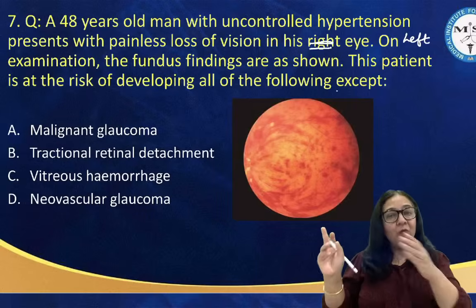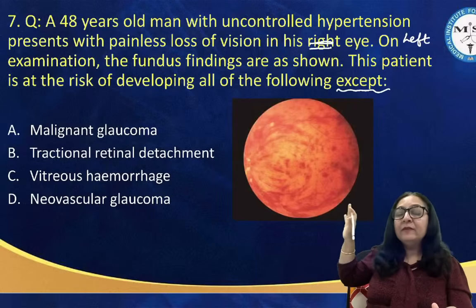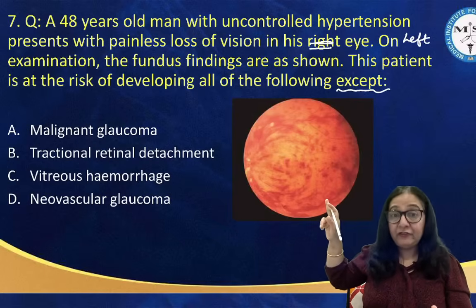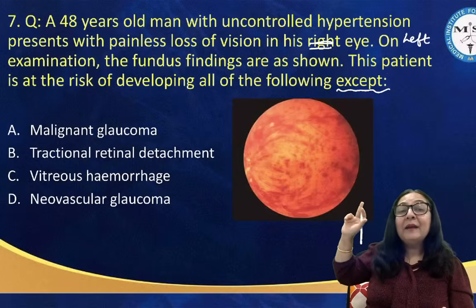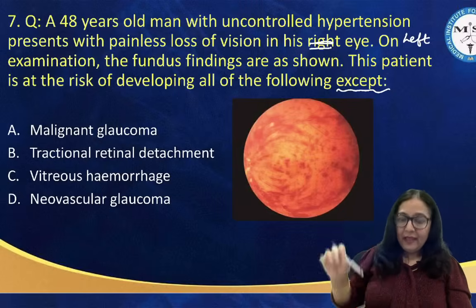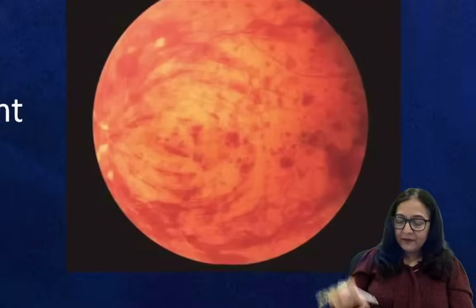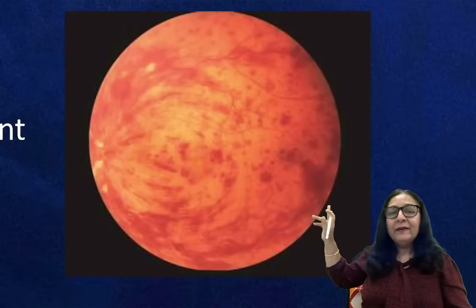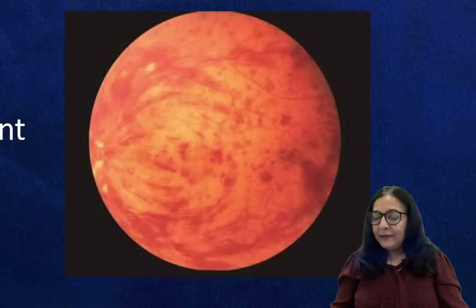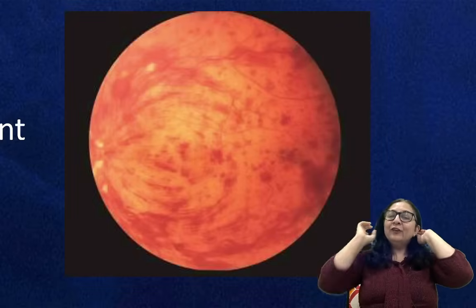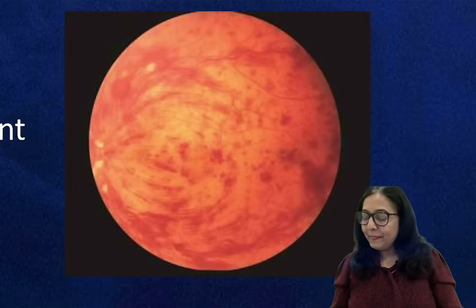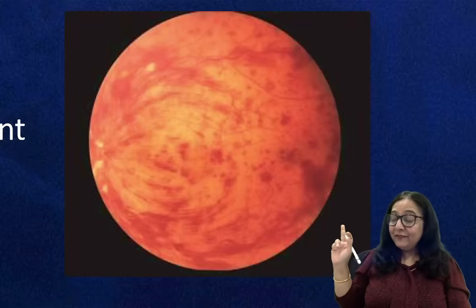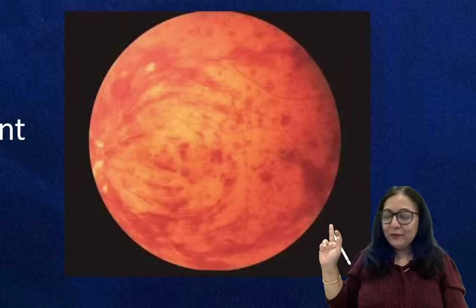Now, this question wants you to make a diagnosis based upon the image and history. History is hypertension. Symptoms are painless loss of vision. And what are the fundus findings? It's the fundus of the left eye. Based upon the fundus findings, what is your diagnosis? First of all, please tell me the fundus diagnosis.